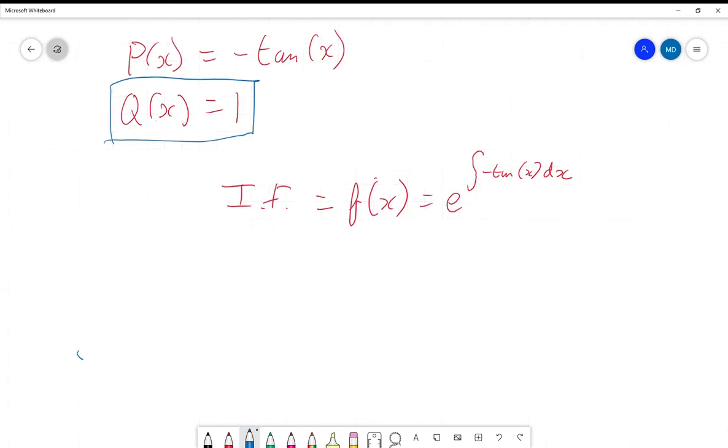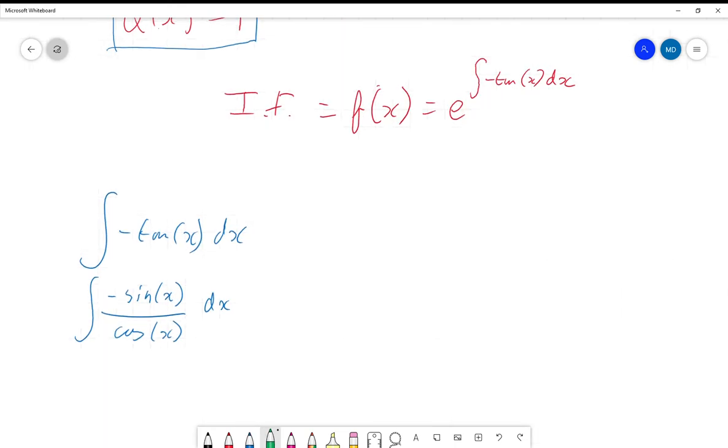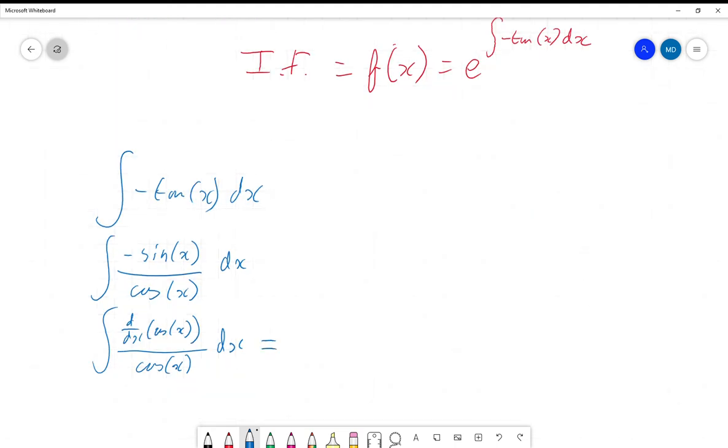So I'm going to say I want to do the integral of negative tan x dx. Well, that is the integral of negative sine x over cosine x dx. Well, the derivative of cosine is negative sine. So in fact, this is the integral of the derivative of cosine of x over cosine of x, because the negative sine is the derivative of cosine of x, and that just integrates to the natural log of cosine of x.